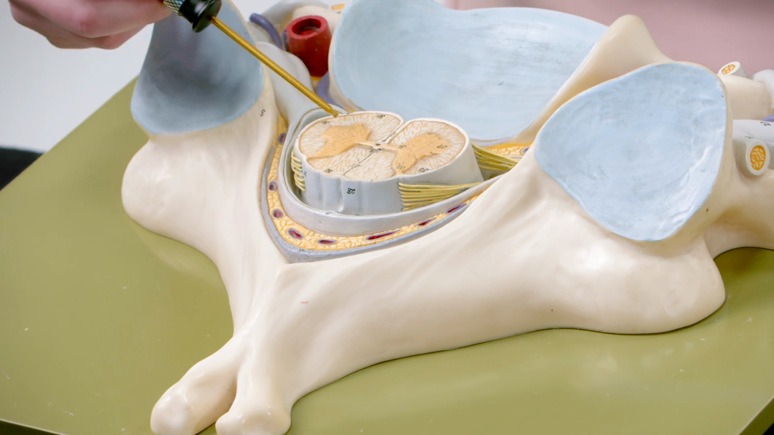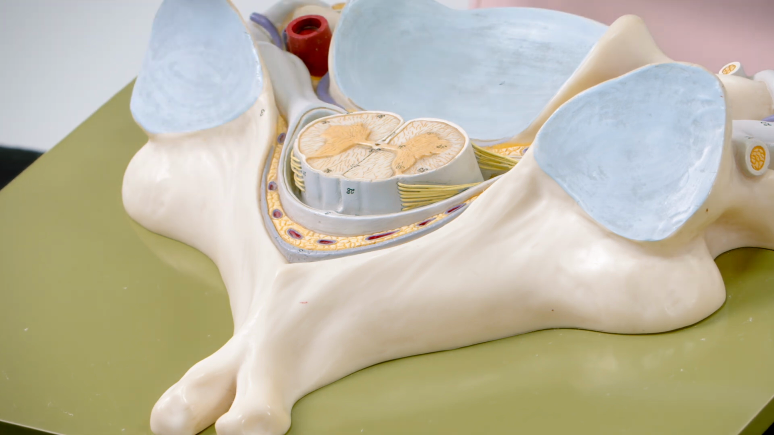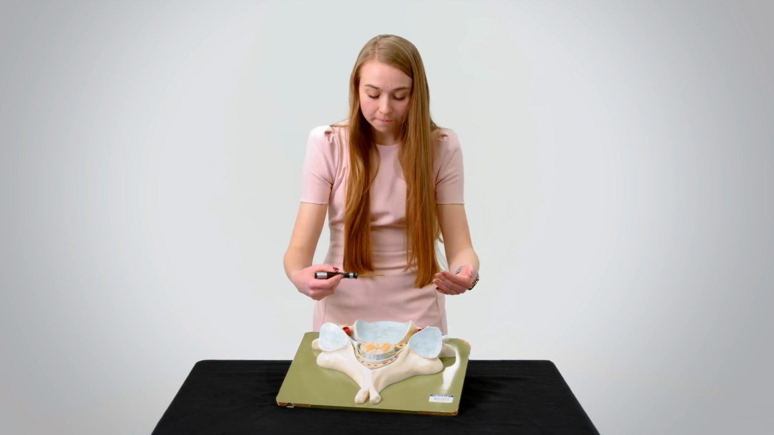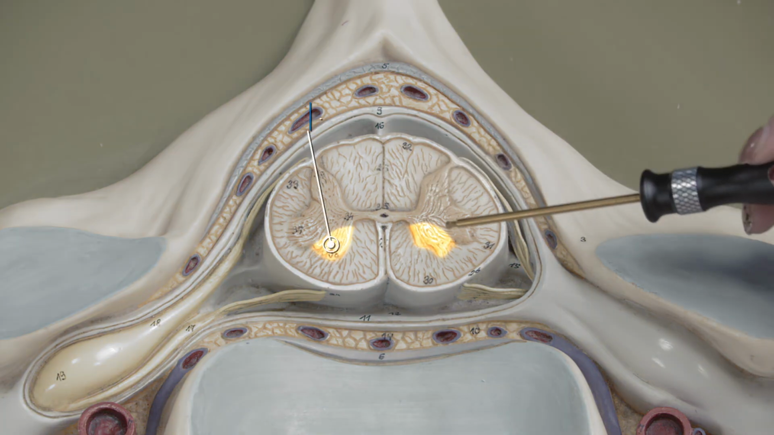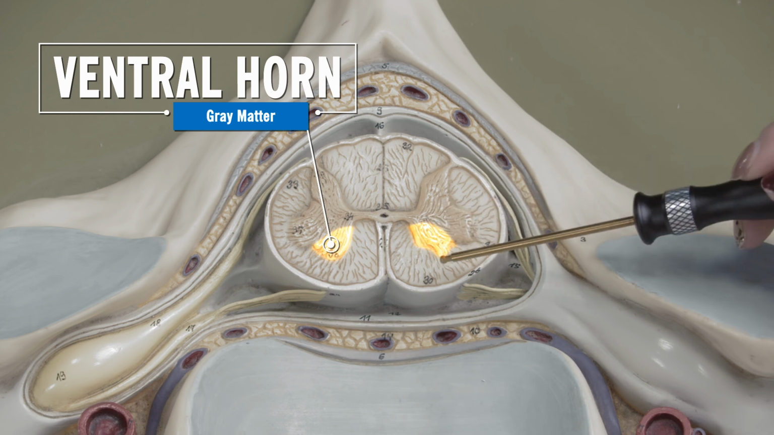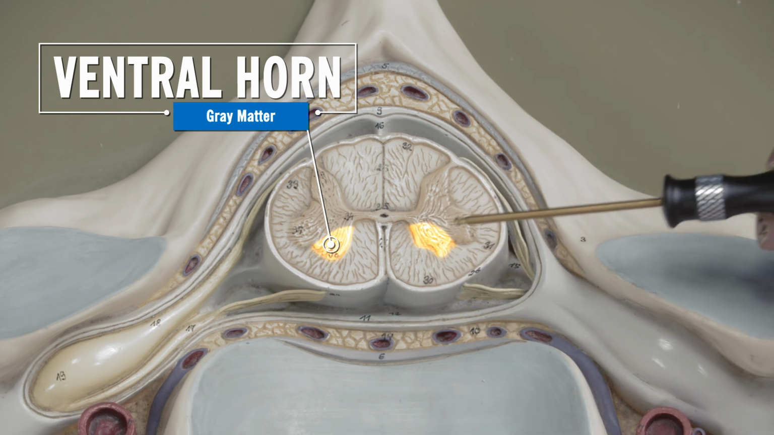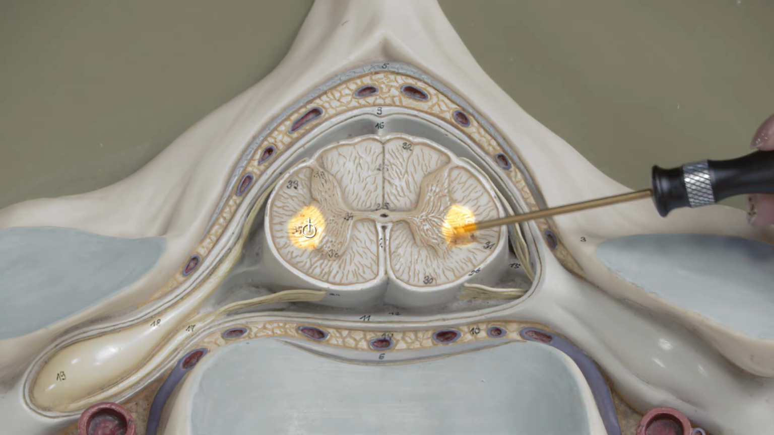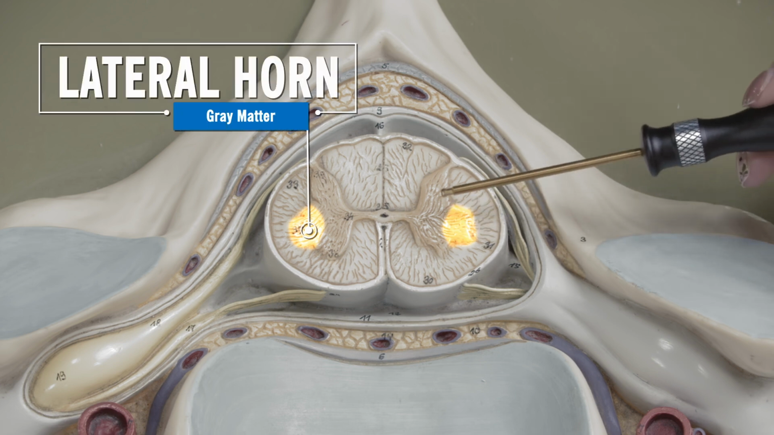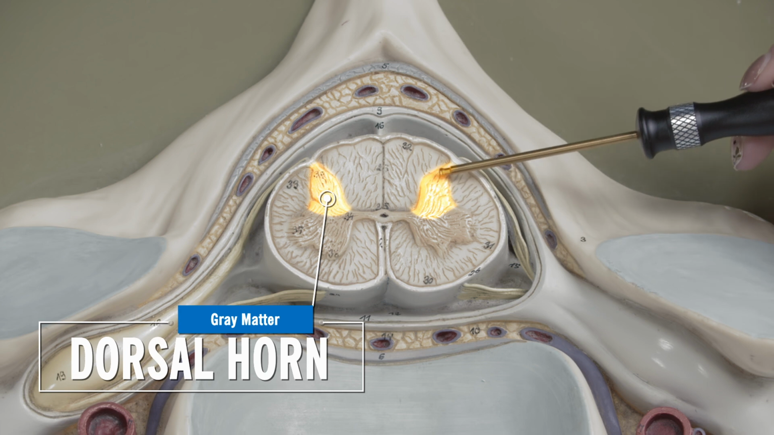The gray matter makes up the horns of the spinal cord. This is where orienting ourselves comes into play. First, we have the ventral horn, which is shown here, and as it is the most anterior, that is why it's called the ventral horn. Then we have the lateral horn, which is here. And then we have the dorsal horn, which is here.